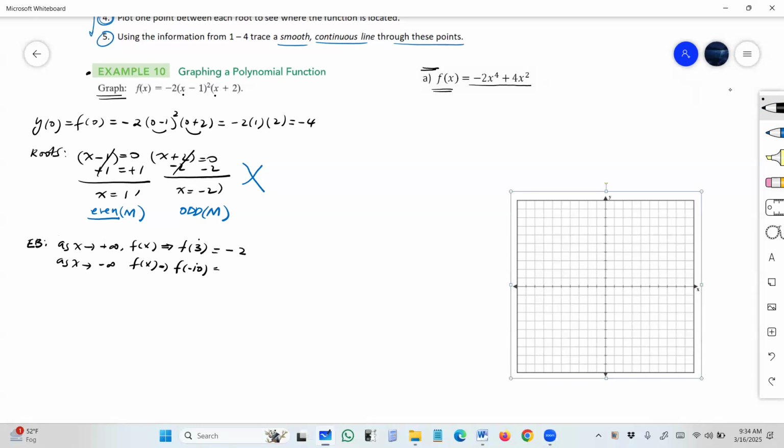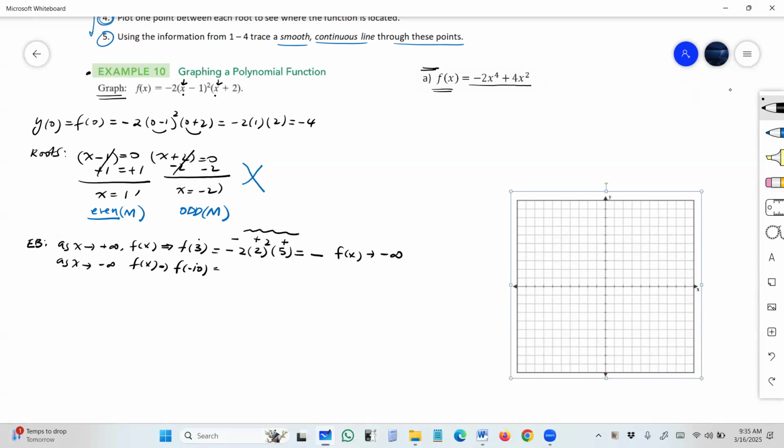So for f of 3, I'm going to replace x with 3. So -3, 2, 3 minus 1, just 2 squared, and then 3 plus 2 is just 5. I don't really care about the numerical value, just the sign. So this is positive, 2 squared is positive, so positive times a positive is positive, times a negative, negative. So the function is going to negative infinity.